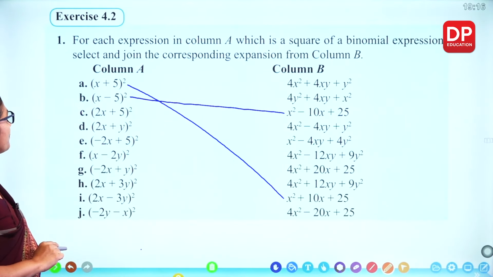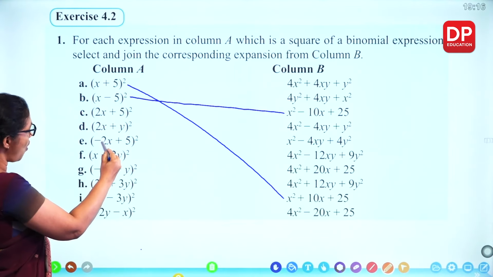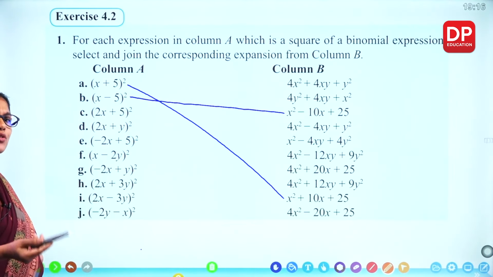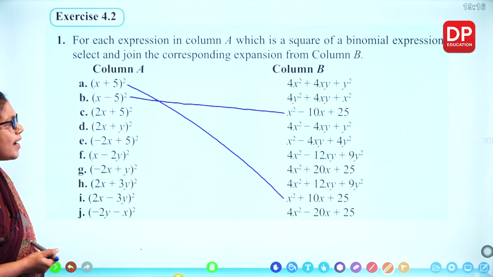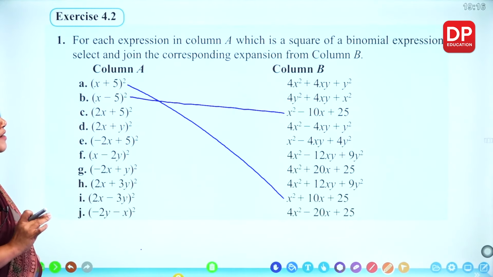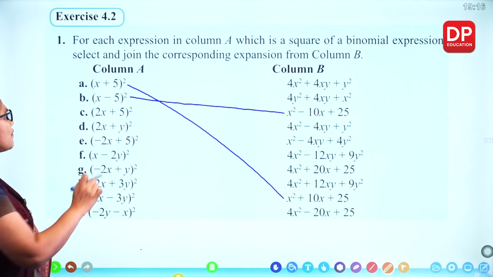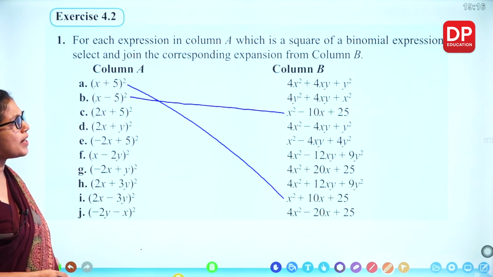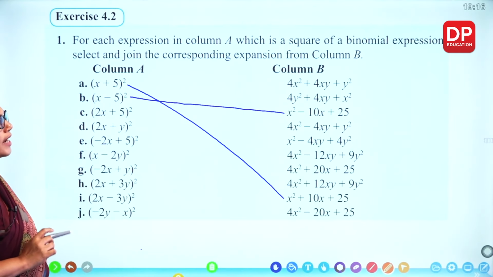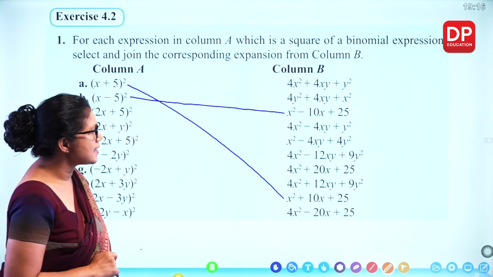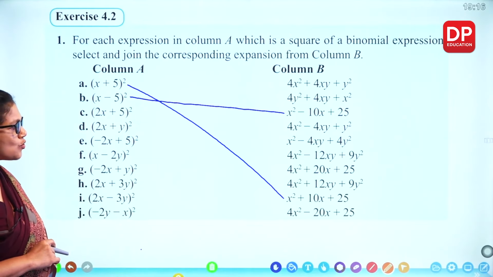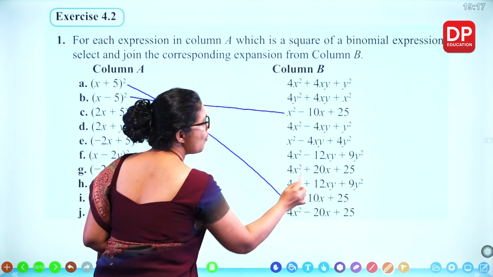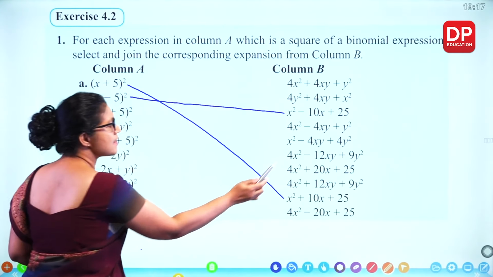That's the expression. Now these three, you get 2x as the first term. So what is 2x squared? 4x squared. So you have to get something related to 4x squared as the first term. What's the last term? 5 squared is 25. So where you get 4x squared as the first term and last term as 25. This is the term. Now we can check whether the middle term is correct.